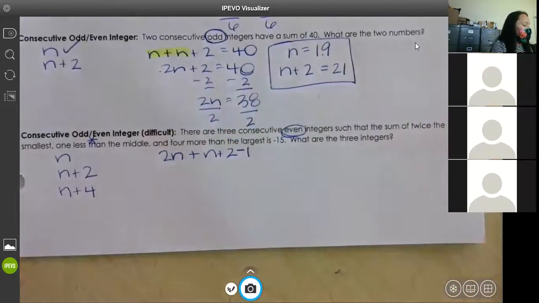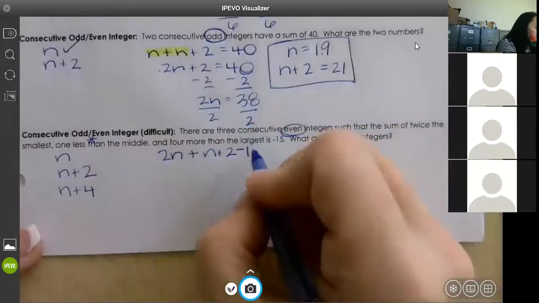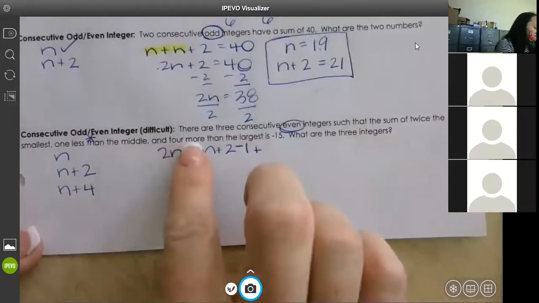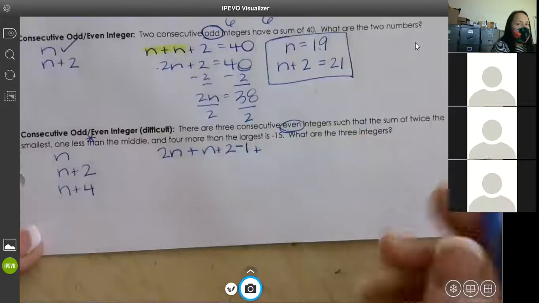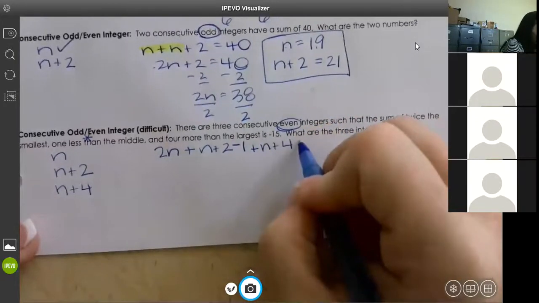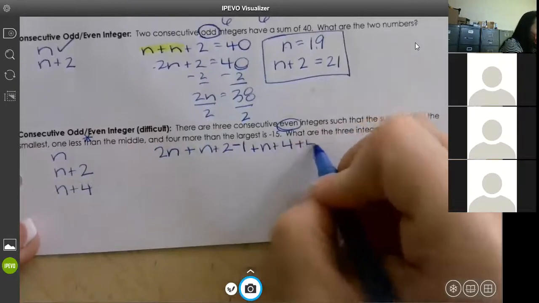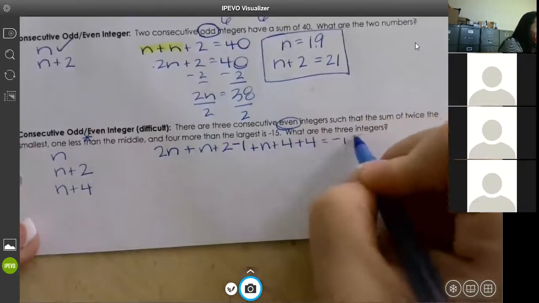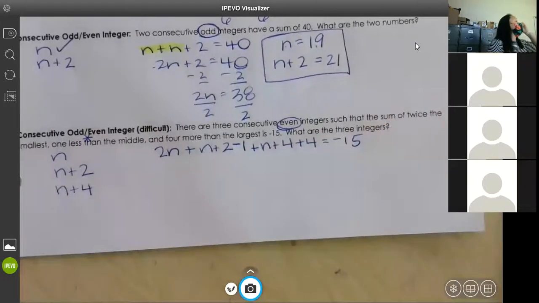Okay. We're still summing, so add 4 more than the largest. Which one was the largest? N plus 4. How do I do 4 more? Yeah. Add them. Plus 4. Gives me a nasty negative 15. That's it. Now it should be easy. Add your like terms, finish out your equation.